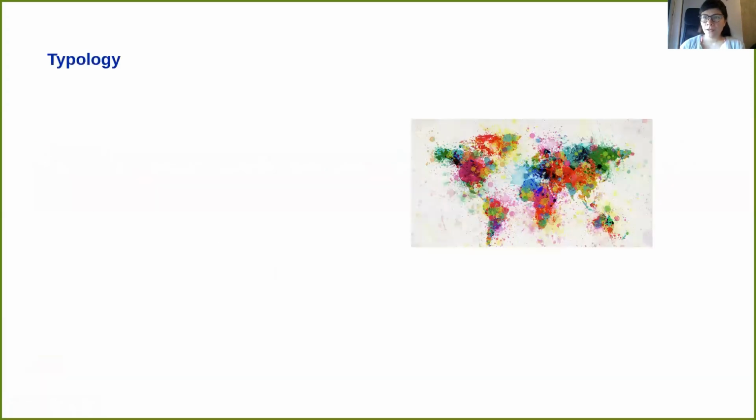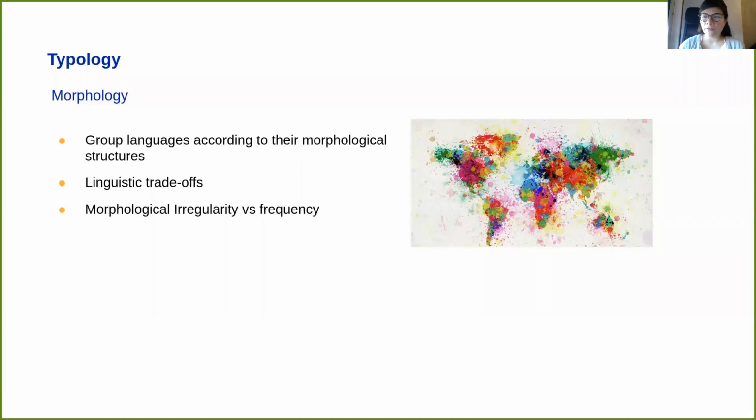Compression. Linguistic typology studies the different languages of the world and tries to establish the relationship among them. In particular, at the morphological level, we would like to group languages according to their morphological structures and to study some relationships, for example, trade-offs or the relationship between morphological irregularity and frequency, just to mention a few.